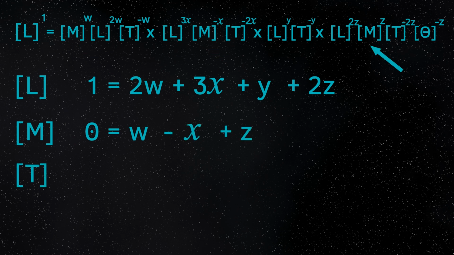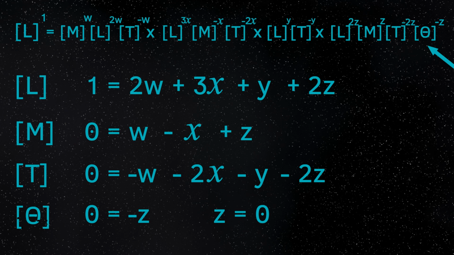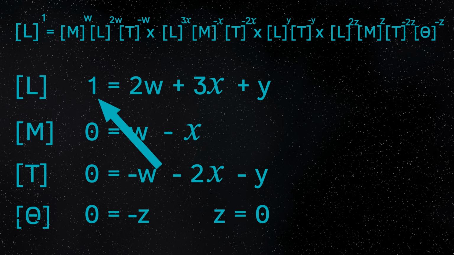Now the T's, and again I've got 0 on this side of the equation, and that equals minus w minus 2x minus y minus 2z. And finally the theta values, and again we've got 0 on this side of the equation, and we only have a minus z on this side. This means therefore that z equals 0. We can then get rid of the z values from our equations because they're equal to 0. In fact, the z values are always going to drop out to 0 unless I have a non-zero term on this side of the equation.